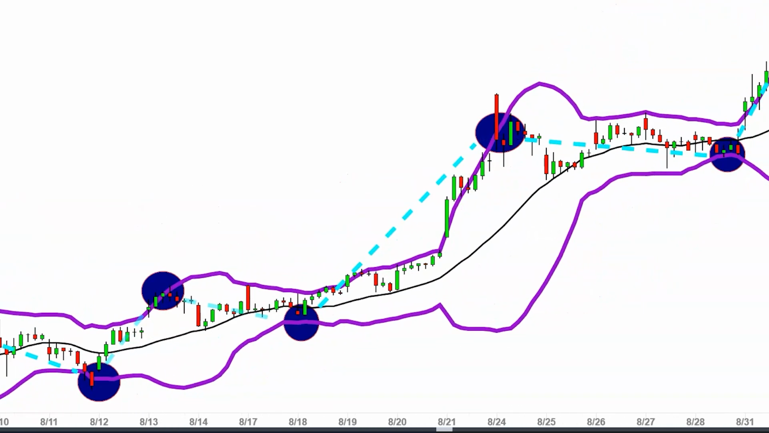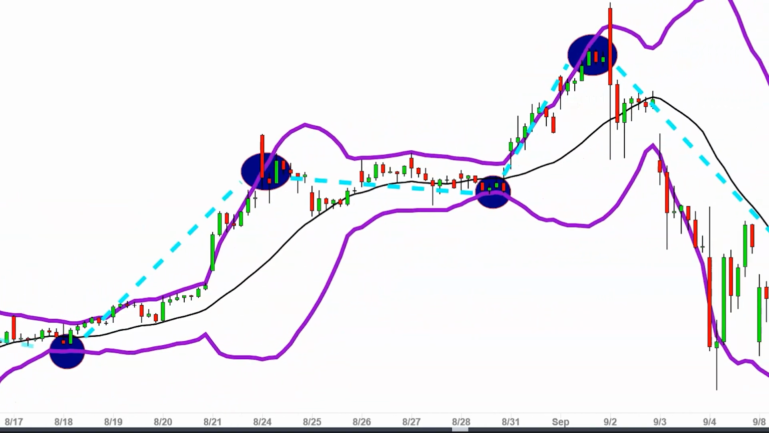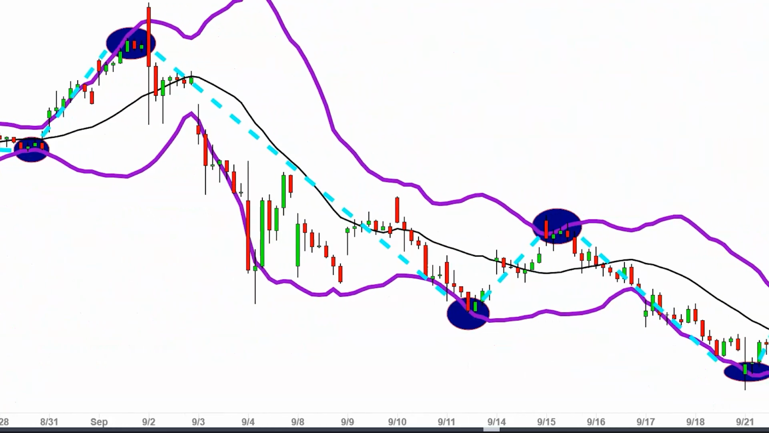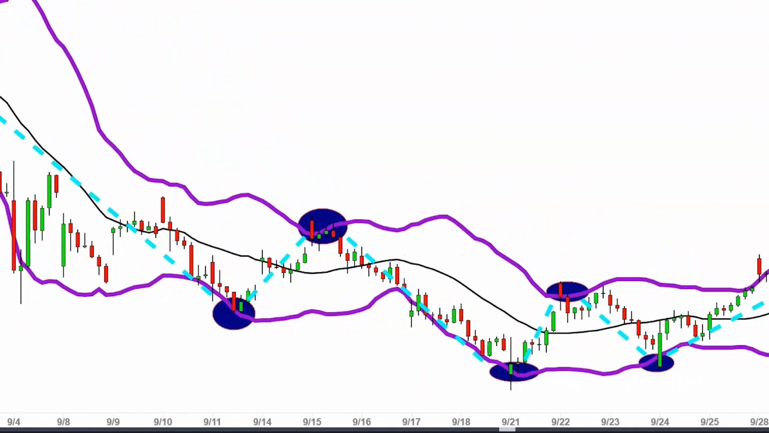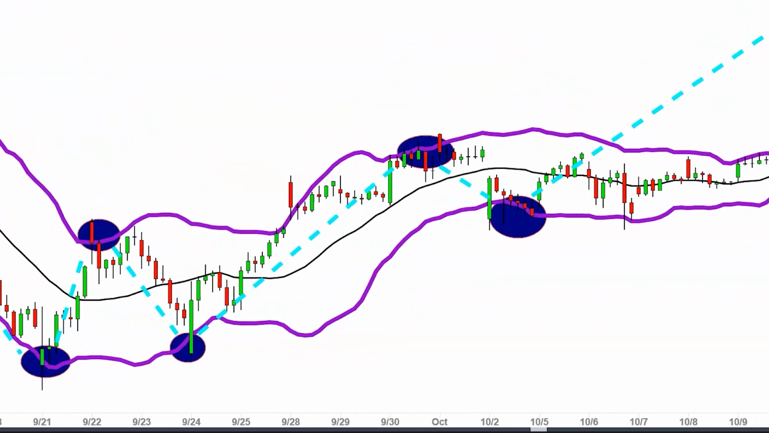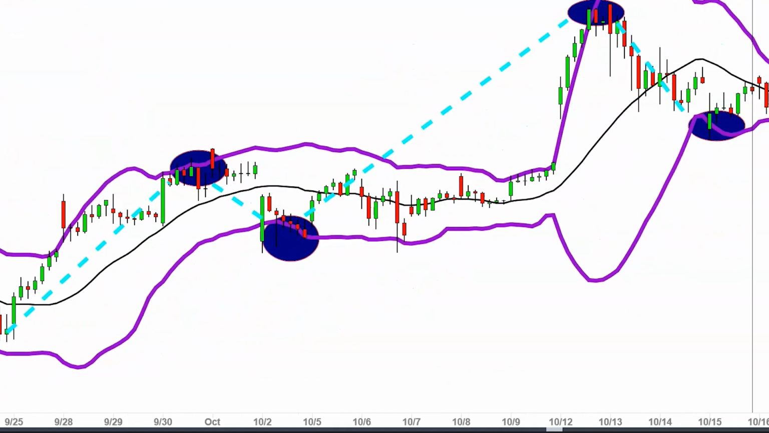Finding the trend using Bollinger Bands. As you observe the price action on a chart with Bollinger Bands, you will notice an oscillation from upper band to lower band, and from lower band to upper band, back and forth, back and forth. This oscillation is typically favoring one direction or the other.